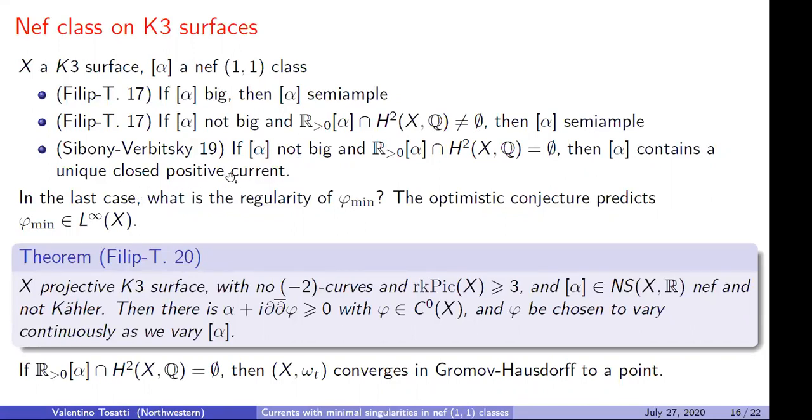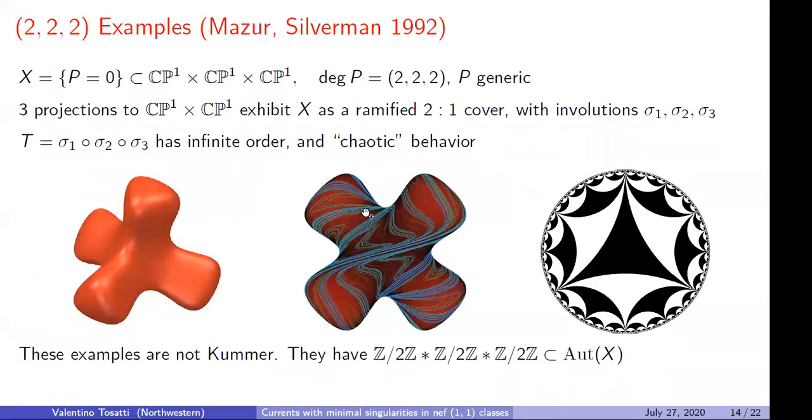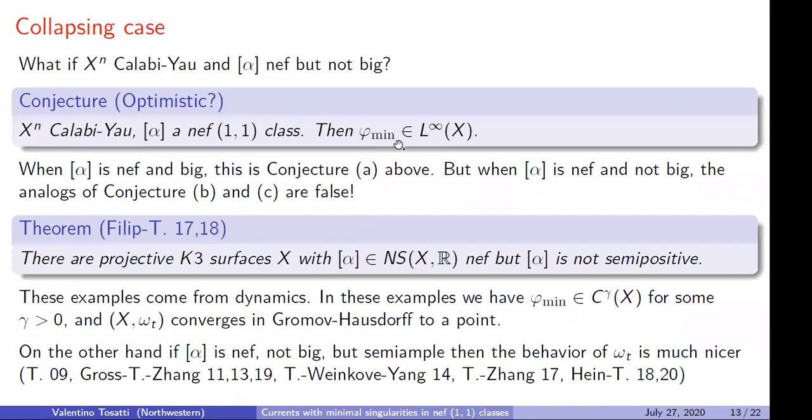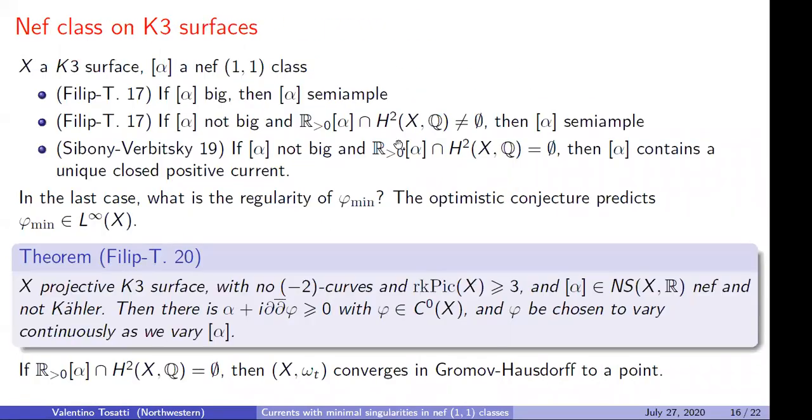So again, the phi min is essentially unique up to a constant. And in this last case, therefore, is the one that one needs to understand: what is the regularity of phi min? If you go back to the optimistic conjecture, it says that they should be bounded. And in general, surprisingly enough, this is totally open, completely unknown.